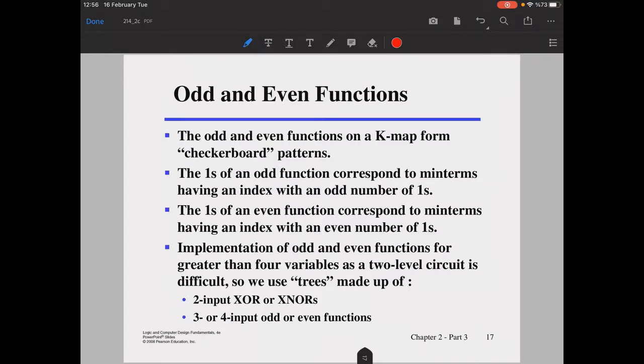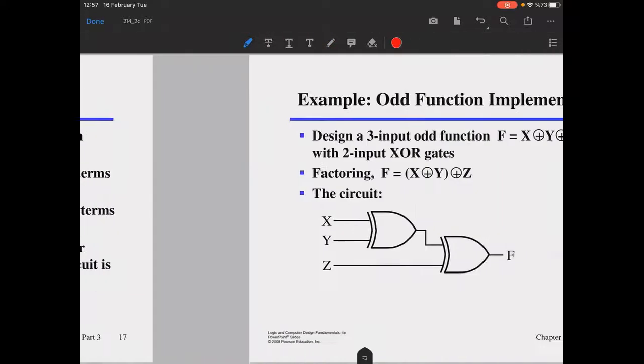And the ones of an odd function correspond to minterms having an index with an odd number of ones. And if your index numbers with an even number of ones in it have ones, it becomes an even function. The implementation of odd and even functions for greater than 4 variables as a 2-level circuit is difficult, so we use trees made up of several XOR and XNOR gates for more inputs.